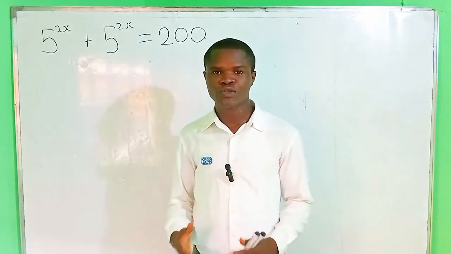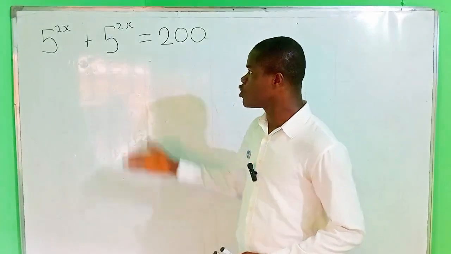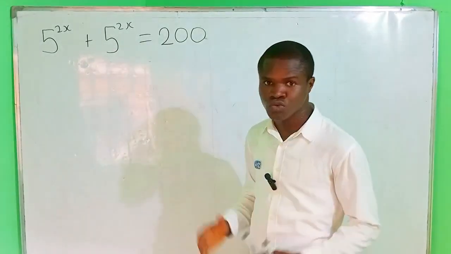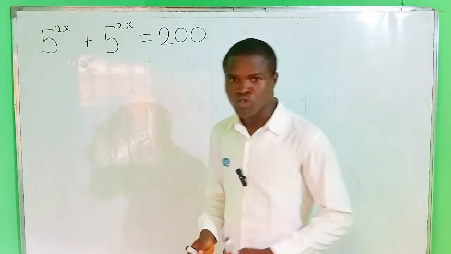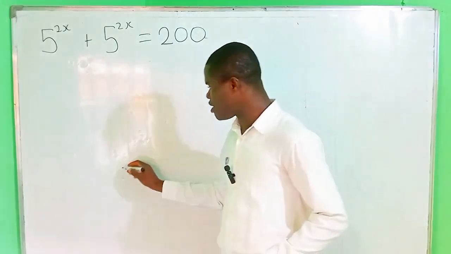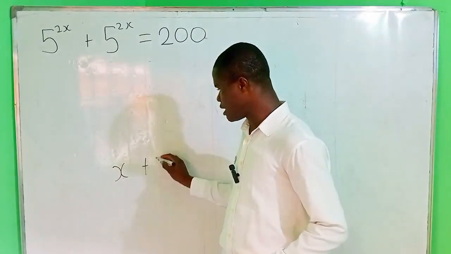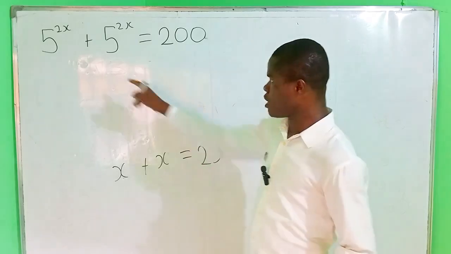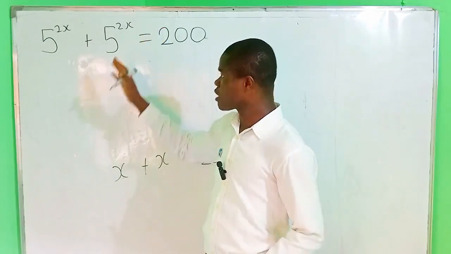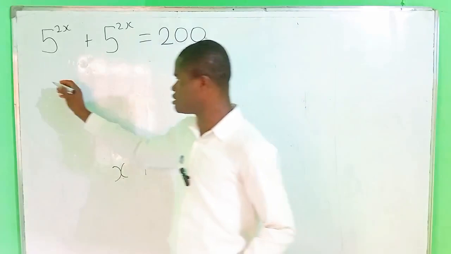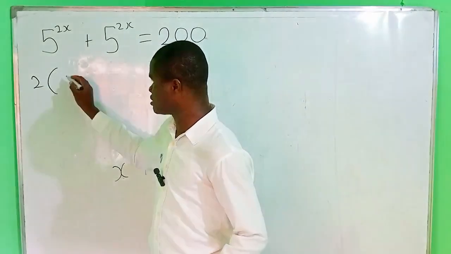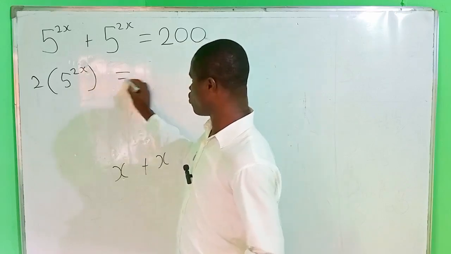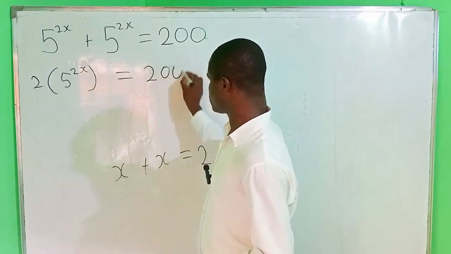So in this lesson, I want to show you how to solve questions like this. We are given 5 raised to the power 2x plus 5 raised to the power 2x equal to 200. Remember in algebra that if you have x plus x, this equals 2x. So 5 raised to the power 2x plus 5 raised to the power 2x means 2 bracket 5 raised to the power 2x, and this is equal to 200.